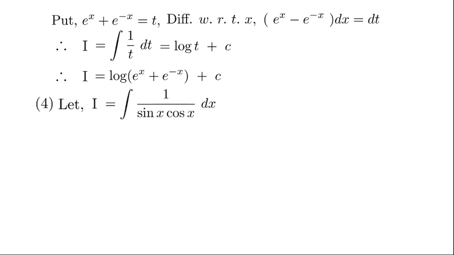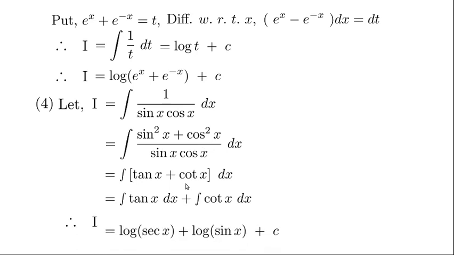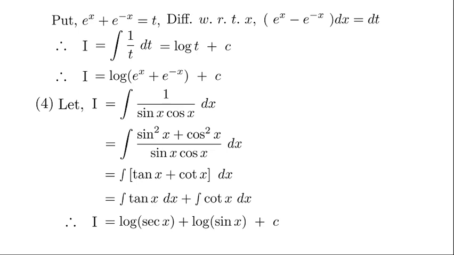Integration of 1 upon sin x cos x dx. So here we replace 1 in the numerator by sin square x plus cos square x. And when you separately divide it, in the first part cos x cancels, it gives you sin x upon cos x, which is tan x. And in the second part sin x cancels, it becomes cos x upon sin x, which is cot x dx. Now take separate integration. So integration of tan x dx plus integration of cot x dx. So finally we get I equal to log sec x plus log sin x plus c.